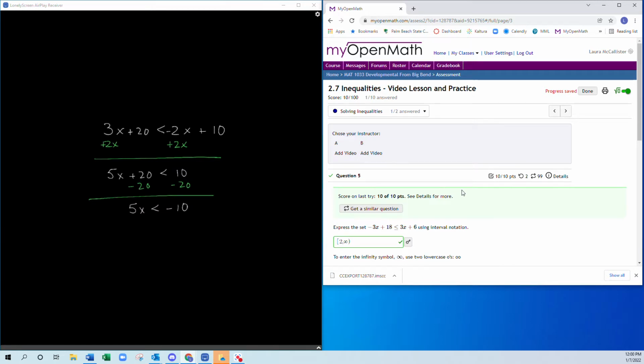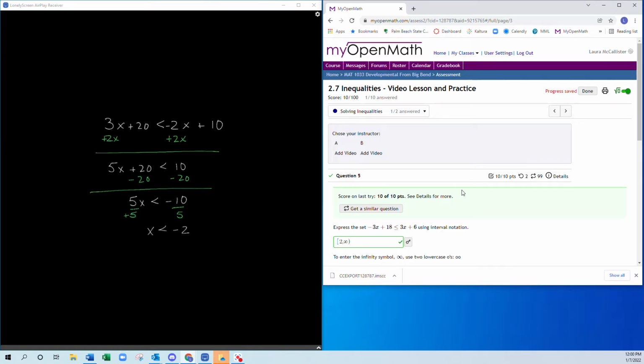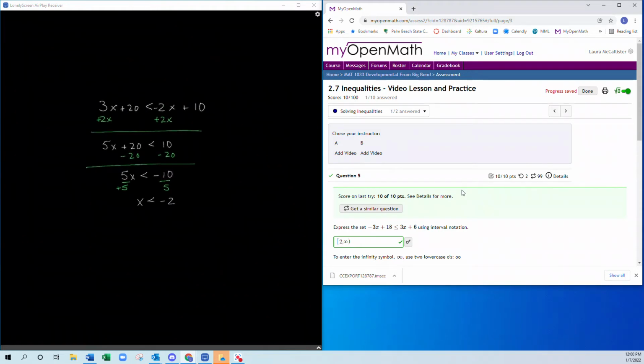Now, I want to divide by 5. Even though there's a negative on the other side, that doesn't matter. I'm dividing by a positive number, so you do not change the direction. Now x is less than negative 2. I wanted to do this one with you because we are now going in the opposite direction. So this is 0, negative 1, negative 2, and x is always less than negative 2.